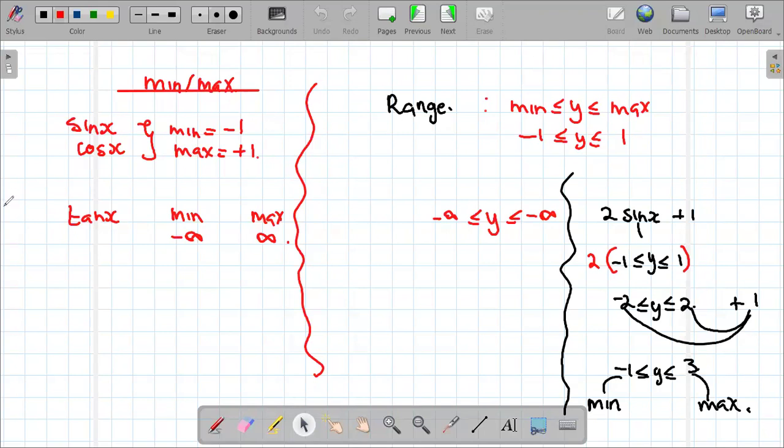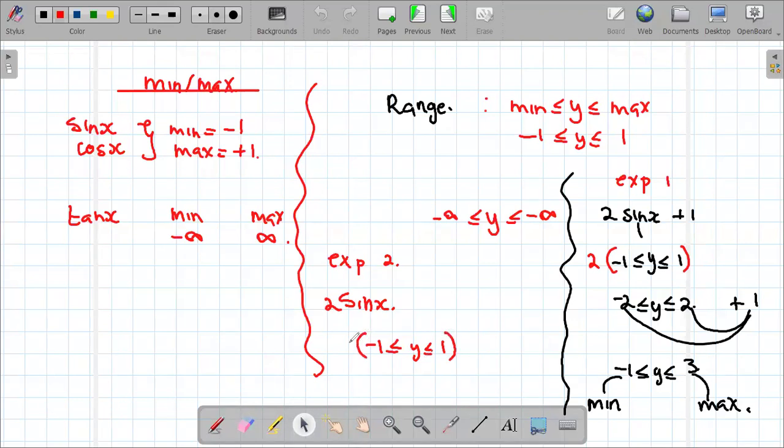But what happened now? I'm just going to do a few examples. That's example 1, example 2. What happens if now I have 2 sine x? You don't have to stress. What is the minimum and maximum for sine? It is -1 and +1. That's the first thing you should do. But you have a 2 here.